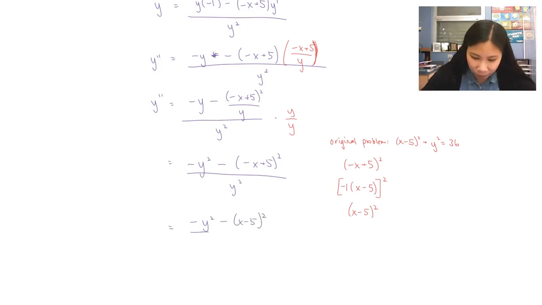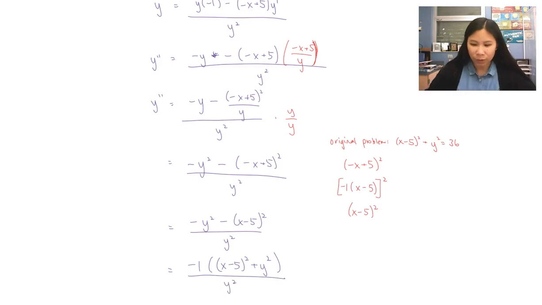So now I've rewritten my negative x plus 5 squared into just x minus 5 squared. And then I can factor out a negative 1 on top to make this look like x minus 5 squared plus y squared all over y squared.